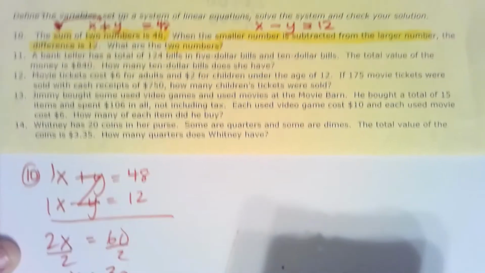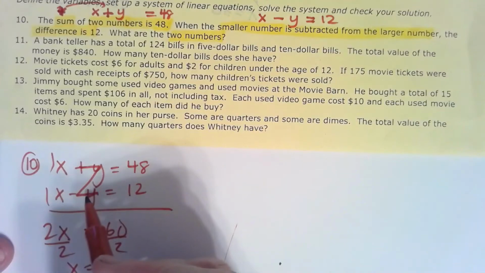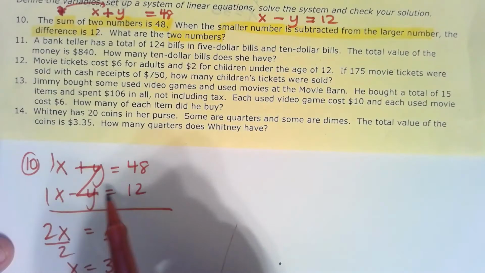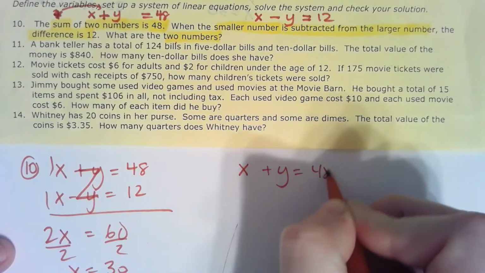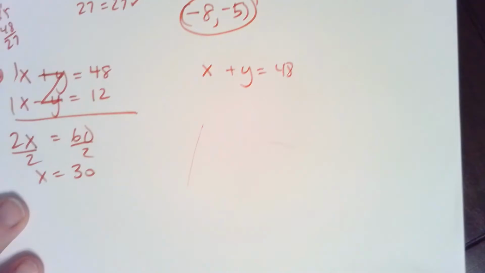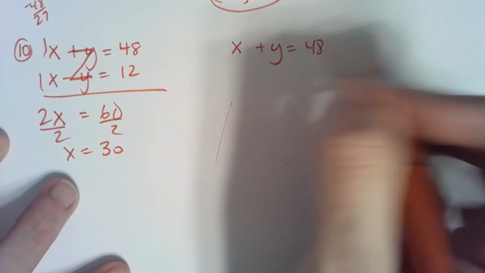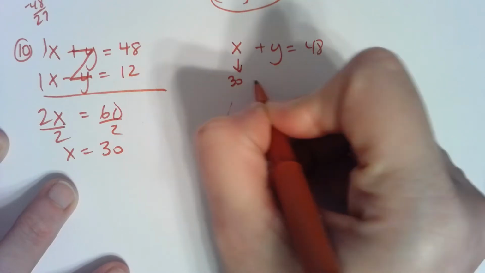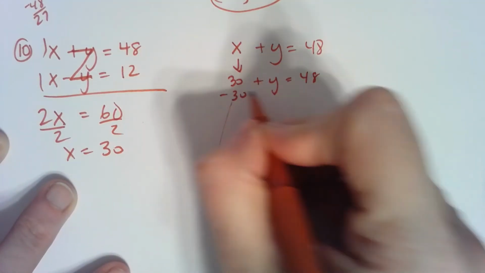Okay, so I'm going to check the first equation. Now remember, I'm going to use what I started with, nothing that I changed. So I'm going to use x plus y equals 48. I know what x is, so I'm going to try to figure out what y is. Let me get this out of the way so we can just work on this, and then I'll bring it back up if we need to. Well, I know that x is 30. If I subtract 30 from both sides.